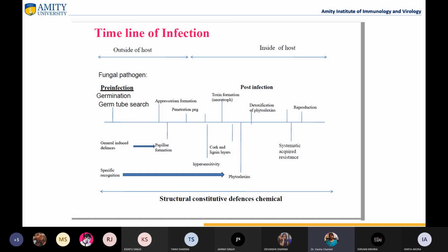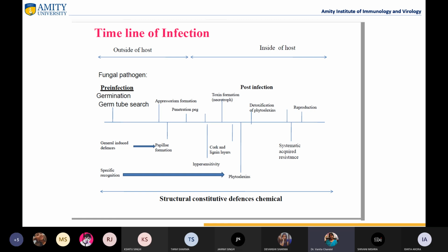There are different steps which take place when the pathogen is outside the host. What are the different steps it takes to gain entry? What are the different modifications? And what happens once the pathogen gains entry inside the host? Outside the host, we have already discussed that spores will germinate, they will form a germ tube, and then there will be an appressorium formation, or a penetration peg. So these steps take place outside the host.